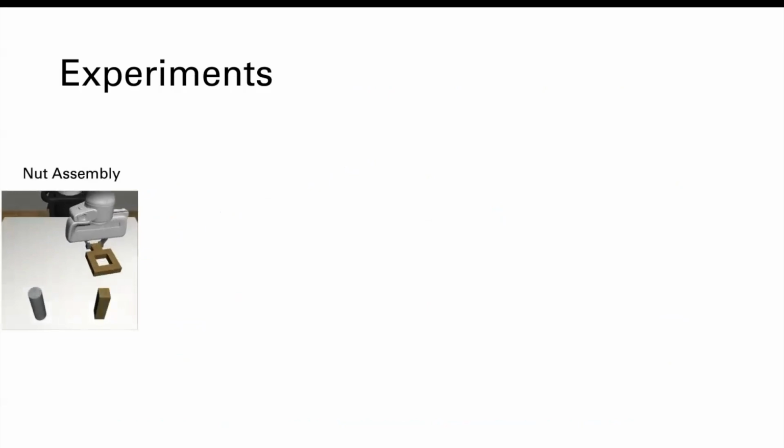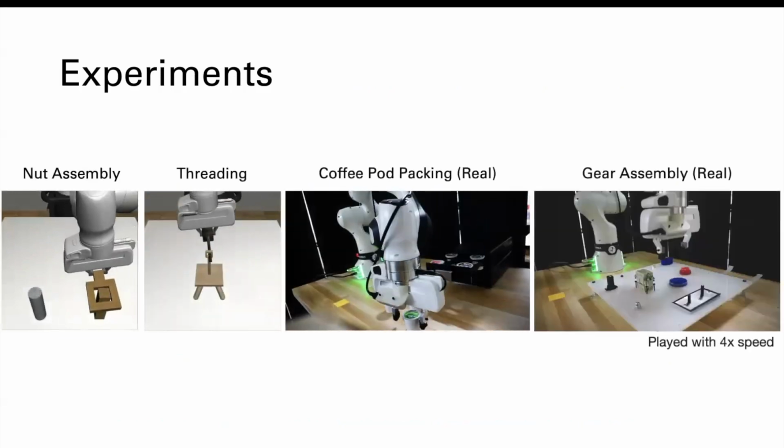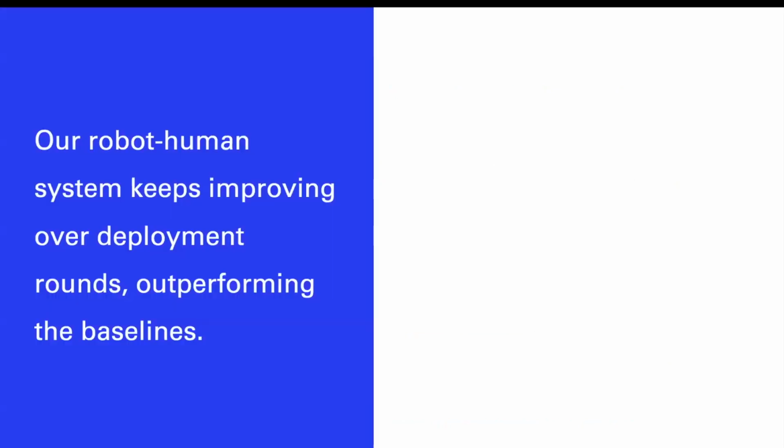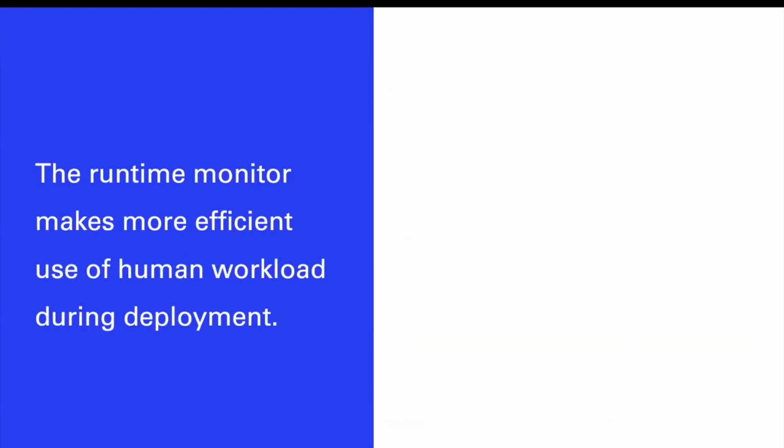We evaluate our SIRIUS runtime monitoring system on four tasks: nut assembly, threading, coffee pot packing, and gear assembly. We evaluate the combined policy performance of our human-robot teaming system under runtime monitoring. Our robot-human system keeps improving over deployment rounds, outperforming the baselines.